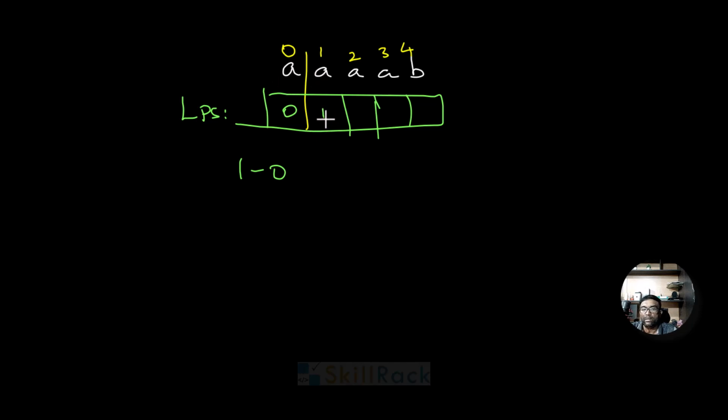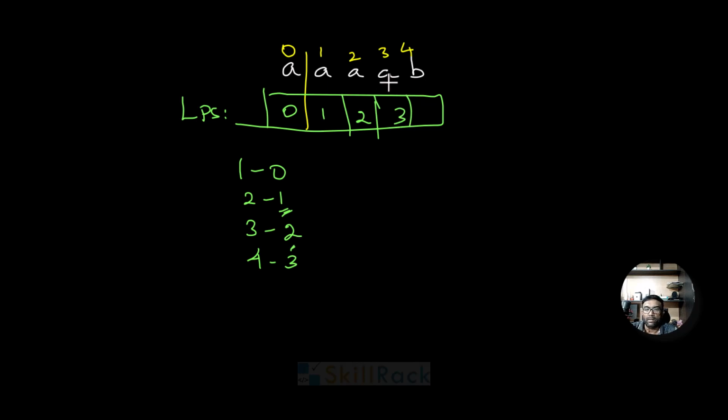The length is 1. Then you compare 2 and 1. Are they equal? Yes, then you increment whatever the value is, so 1 becomes 2. Then you compare 3 and 2. Are they equal? Yes. So you take the 2 in the LPS, 2 plus 1, 3. Next you compare 4 and 3, because whenever it is matching, you have to keep on increasing.